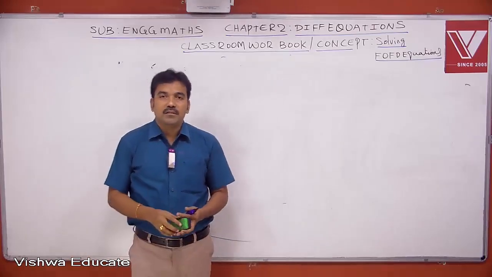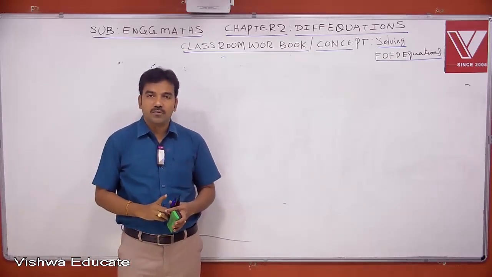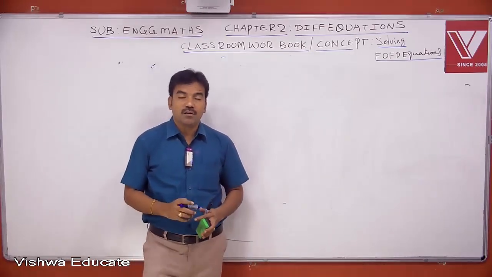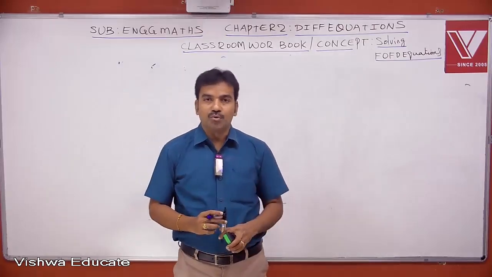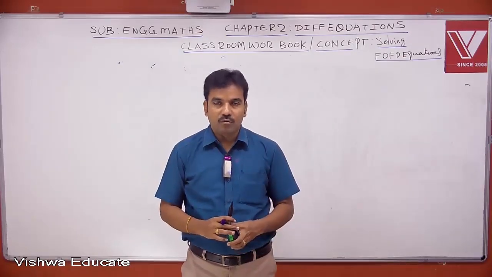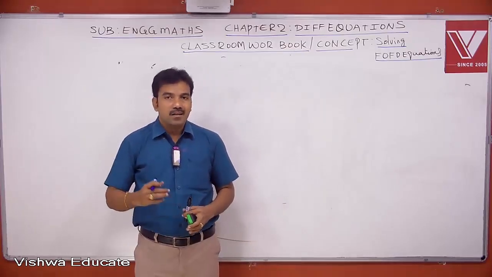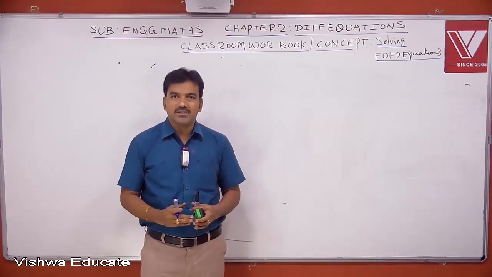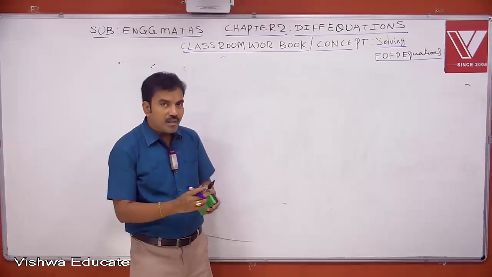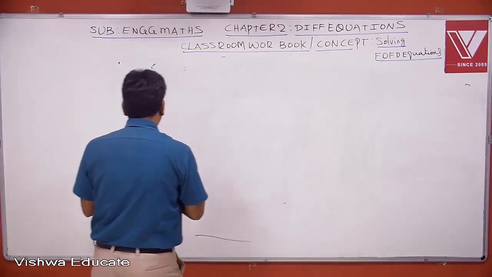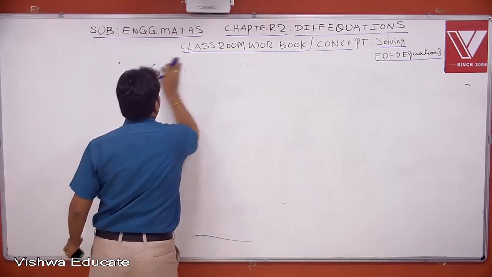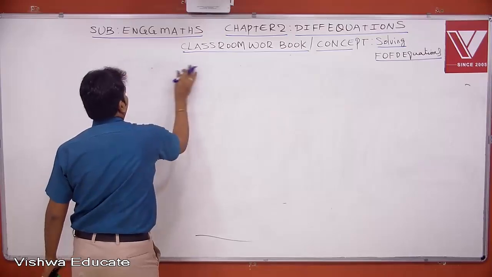Now with this we have finished 14 questions from the classroom workbook. That means questions based on method number 1, method 2, method 3 and method 4, right? Now we move to a few basic definitions which are useful for method 5, method 6, 7, 8 and so on, right? Now let us start with a definition, that is integrating factor.